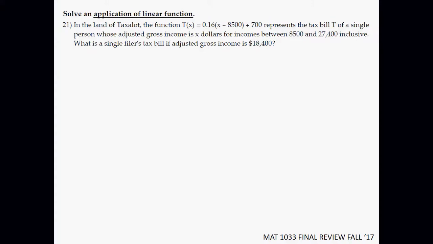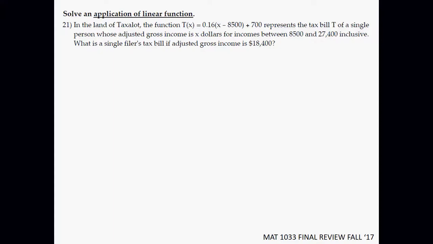Question number 21. So we have, in the land of tax law, the function T of x is equal to 0.16 times (x minus 8,500) plus 700, which represents the tax T of a single person whose adjusted gross income is x dollars, for incomes between 8,500 and 27,400. So how much is the single filer's tax bill if adjusted gross income is 18,400?